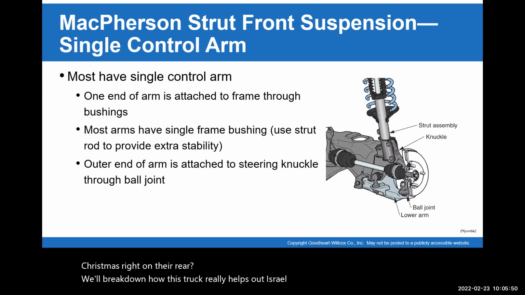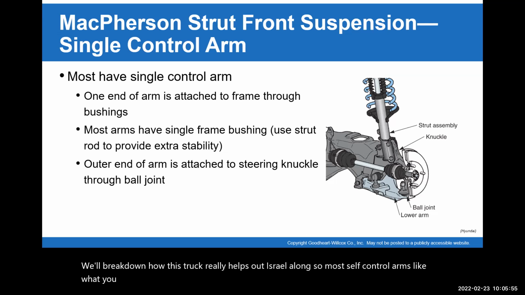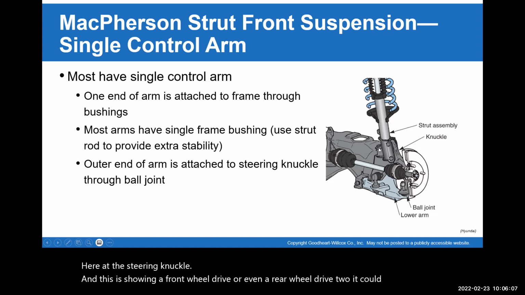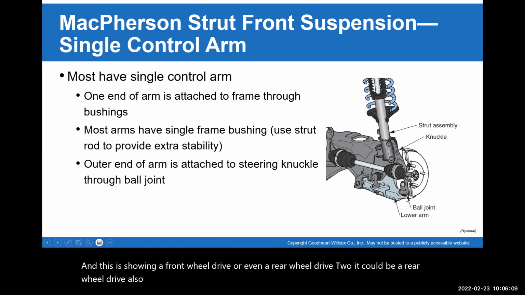Most single control arms, like what you have here, are attached at the steering knuckle. This is showing a front wheel drive, or it could be a rear wheel drive also, but you have a ball joint below, and notice there's no upper ball joint like we would have on a short arm, long arm type system.